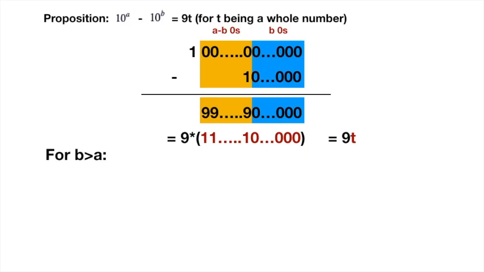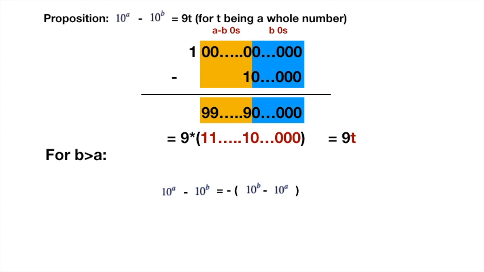But this only works for a greater than b, right? Because if there are a minus b 9s, you can't have a negative number of 9s, can you? So if a was 3 and b was 4, how can you have minus 1 9s? Well, 10 to the power of a minus 10 to the power of b is the same thing as minus 10 to the power of b minus 10 to the power of a. Like 5 minus 3, 2, is the same thing as the minus value of 3 minus 5, which is minus 2, which is 2.